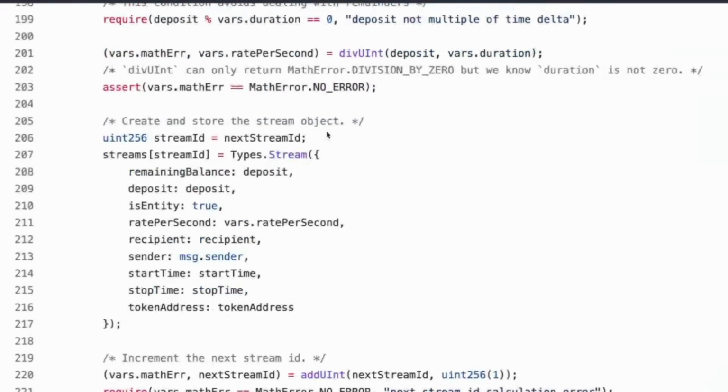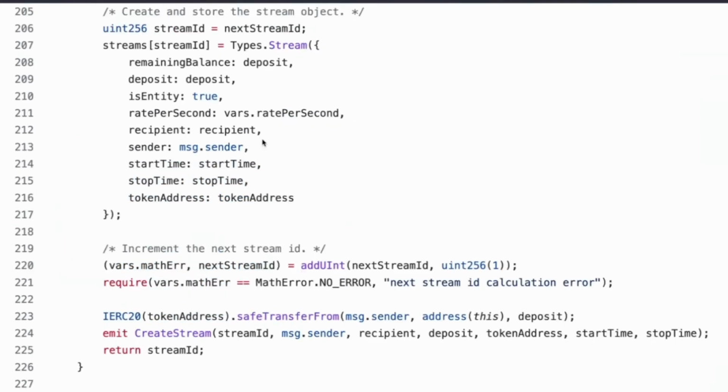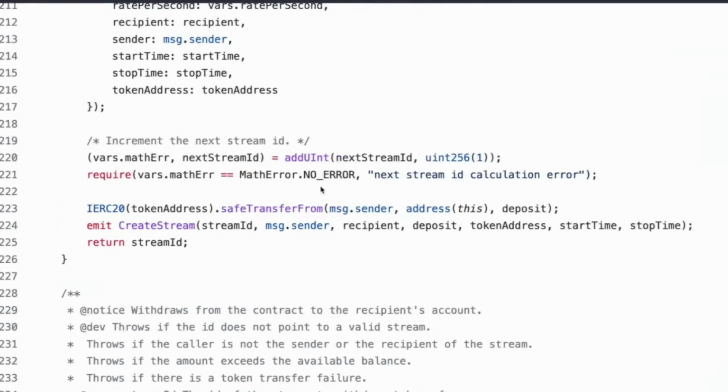Stream ID equals next stream ID. Yep. Now they make the struct and initialize it with all the parameters that it needs, because we've now derived all of those above. Now we add the next stream ID 1. That's so interesting. Why didn't they say plus plus? Right, I was just thinking that.